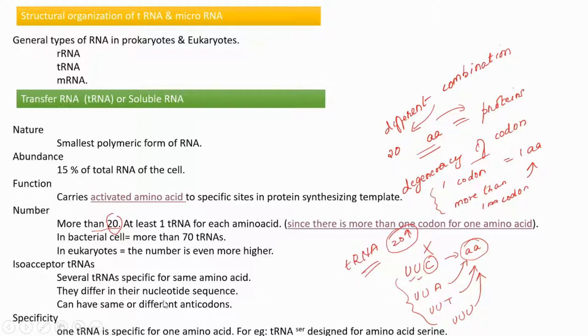All these tRNAs can have the same or different anticodons. What is an anticodon? An anticodon is a codon corresponding to the codon present in mRNA. So this codon that is present in tRNA we can call an anticodon. This anticodon is complementary to the codon that is present in mRNA. So it's called anticodon.